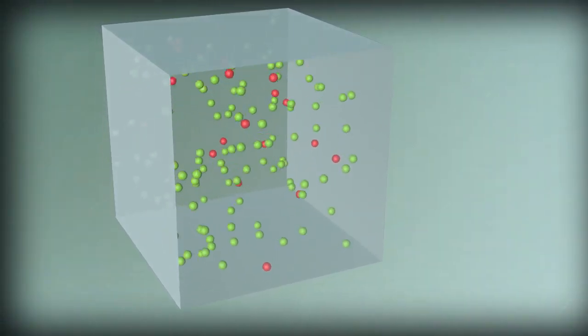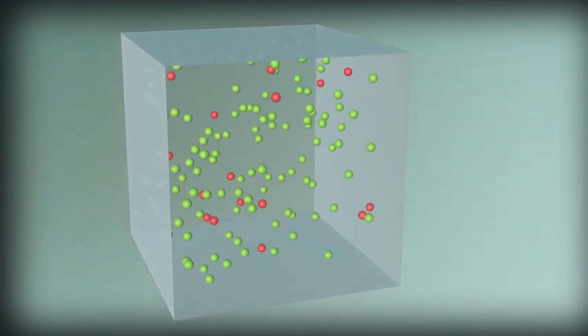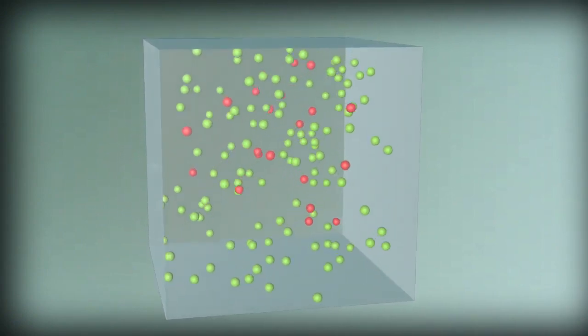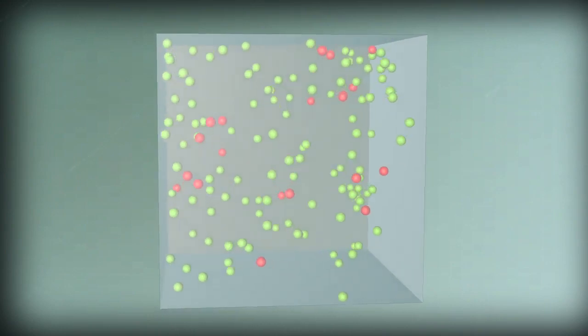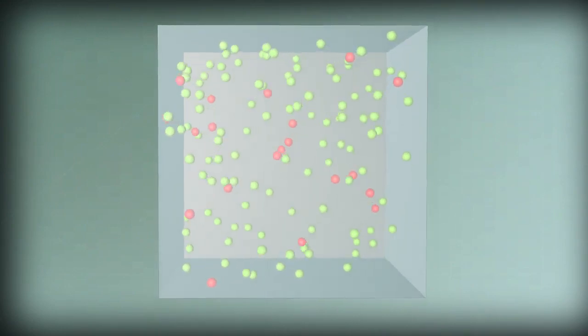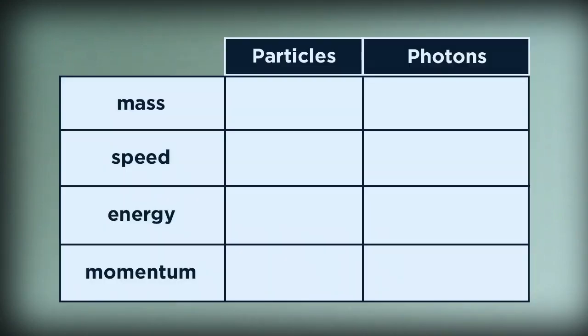Think of a box full of tiny particles, like little billiard balls whizzing around and knocking into each other. This is an idealized model of a gas. Each particle has a mass, m, and a speed, v, from which we can compute the particle's kinetic energy, 1/2 mv squared, and its momentum, mv. We'll use the symbol epsilon for the energy of a single particle to distinguish it from the total energy, E, of the entire gas.